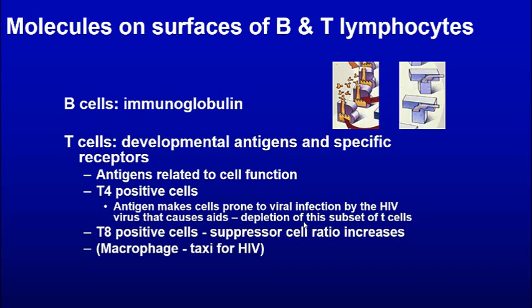Deletion of this subset of T cells. So you're deleting certain cells, the T4. The T8 positive cells are suppressor cells, so the ratio increases. Macrophages are really the target for HIV, because the macrophage's job is to take it in, partly digest it, and present it to the other cells. So macrophages are very important.